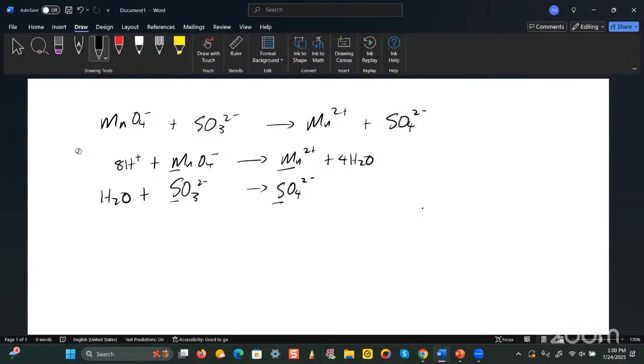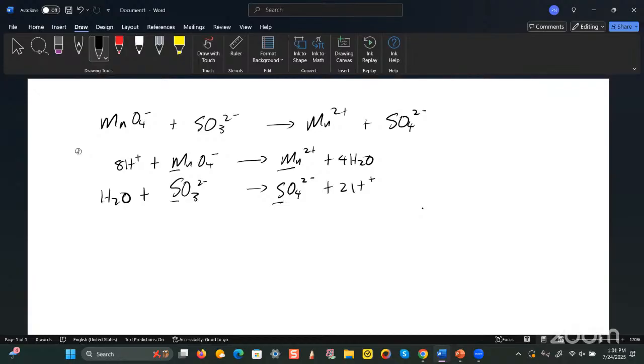And what about the second half equation? To which side would you add H plus and how many would you add? To the right side, how many? 2. Okay, very good. All right. So the next step is what you said earlier, balance the charges. So let's see if you can do this without screwing it up. All right. So now we have to ask ourselves the question, to which side would you add electrons and how many would you add?